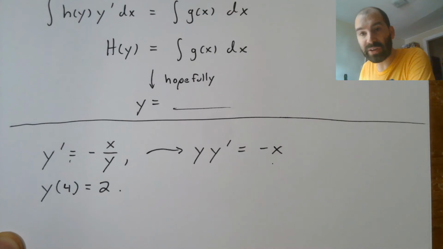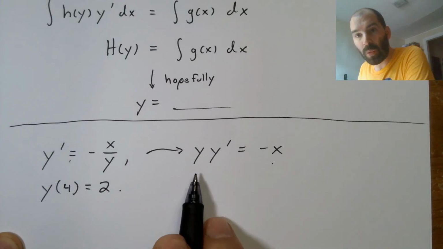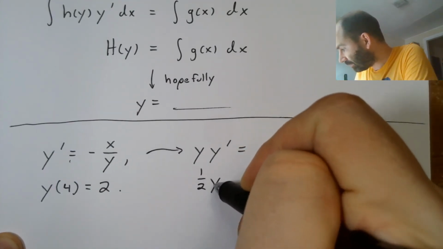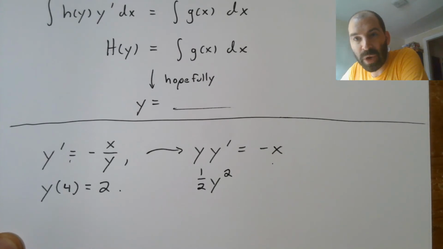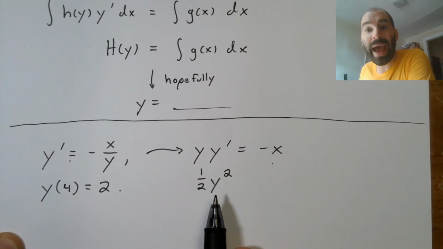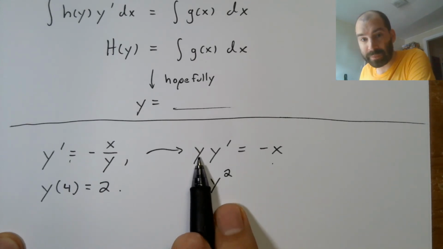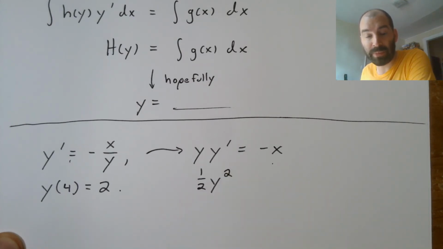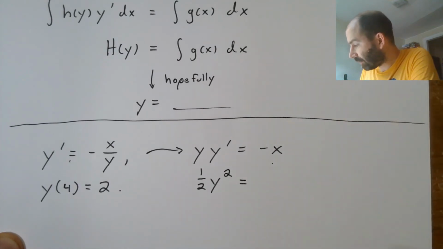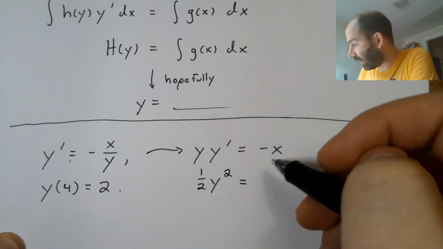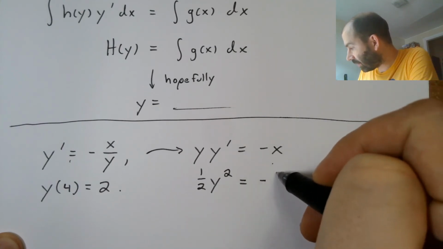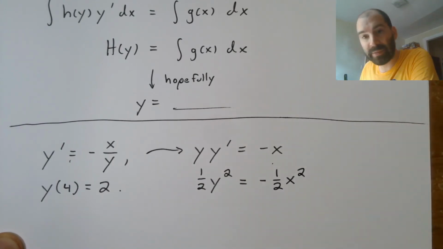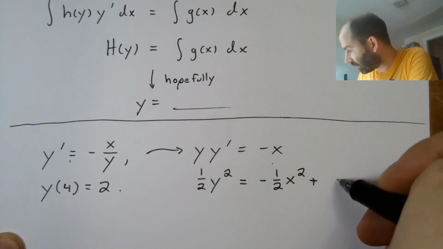Pause the video and see if you can come up with it. Okay, so hopefully you've done that. You should have come up with 1/2 y squared. When I differentiate this with respect to x, that's our differentiation variable, I get y, but then the chain rule says I have to multiply by dy dx, or y prime, and that's where the y prime comes from. When I anti-differentiate the right-hand side, I get negative 1/2 x squared plus some constant.